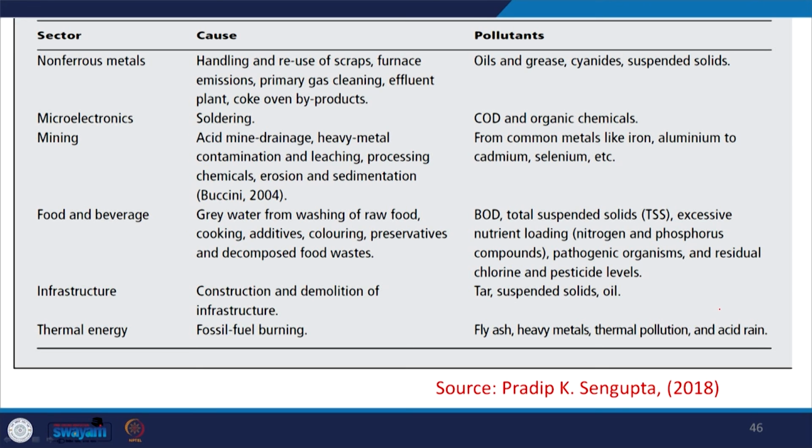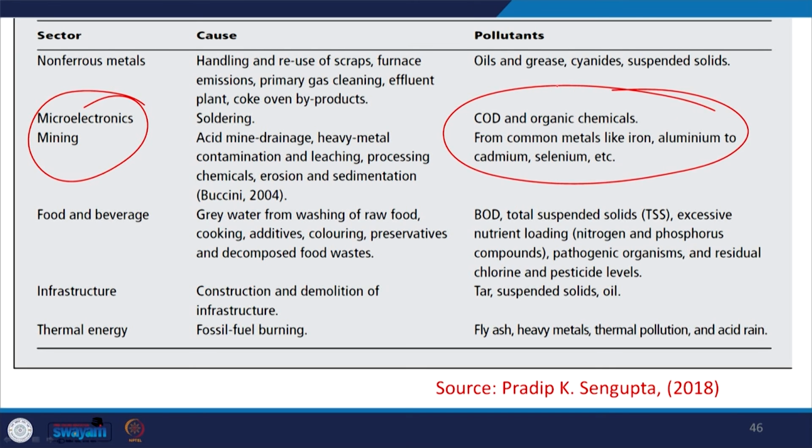Similarly, if we talk about microelectronics and mining, here you see the various causes like acid mine drainage, heavy metal contamination, leaching, processing of chemicals, erosion, sedimentation, and they may form COD and organic chemicals, from common metals like iron, aluminum to cadmium, selenium, etc.